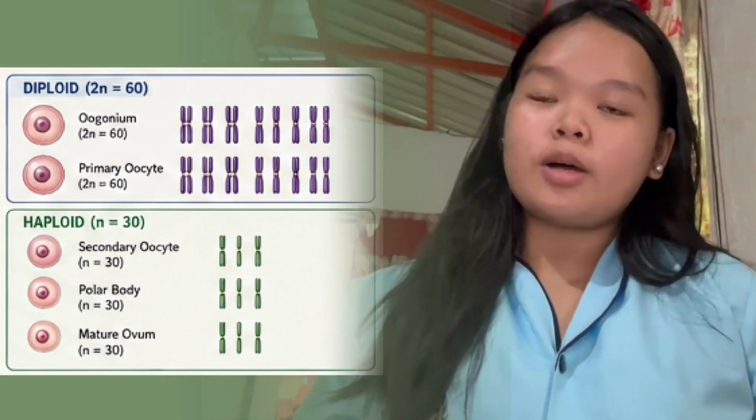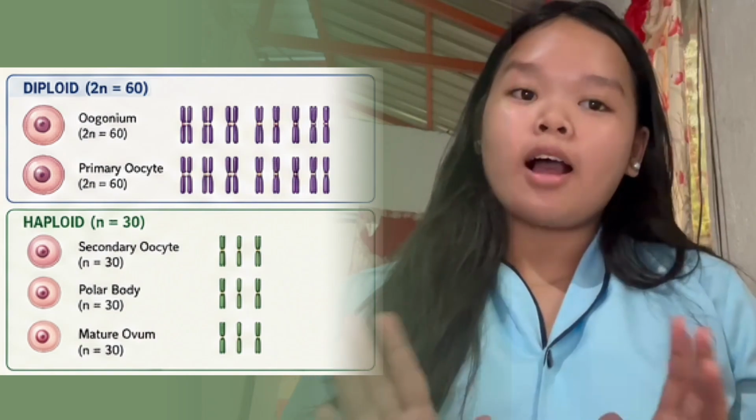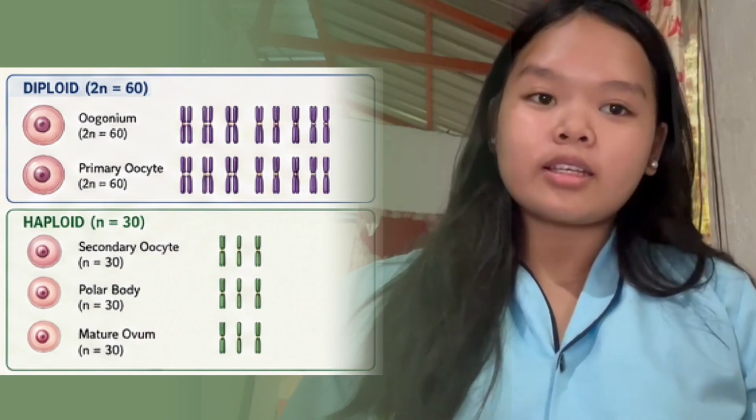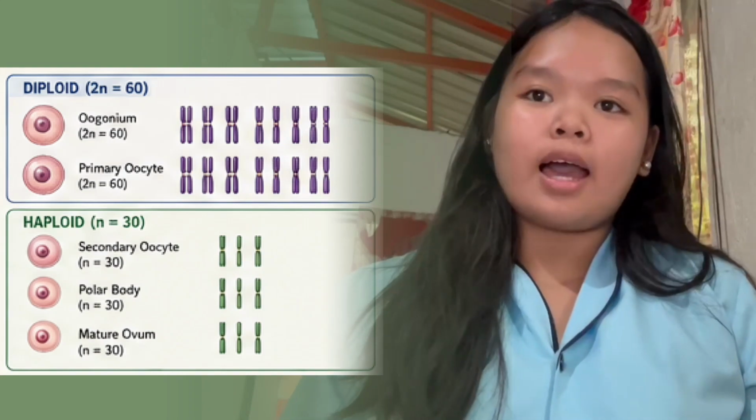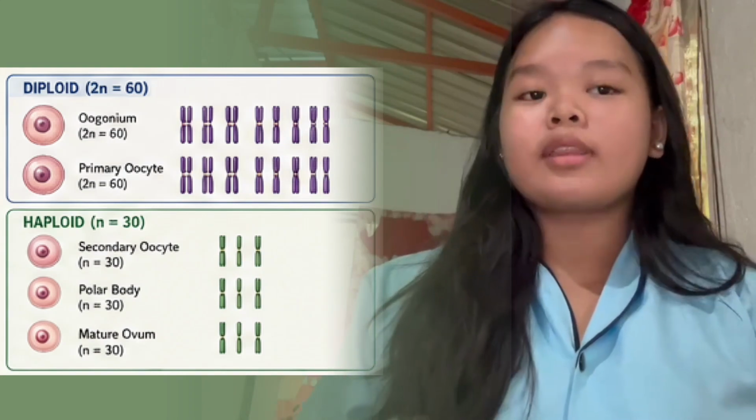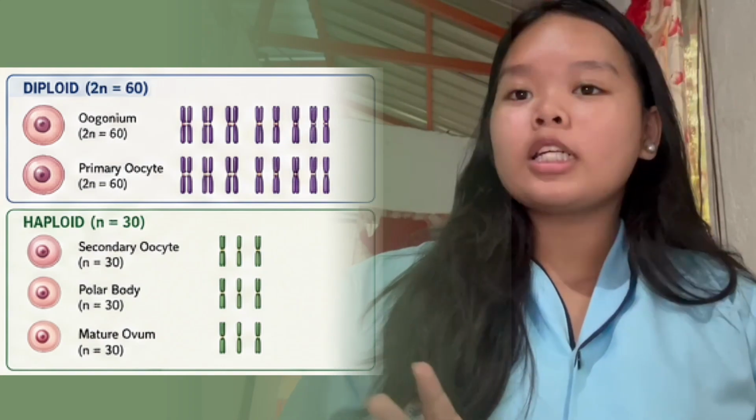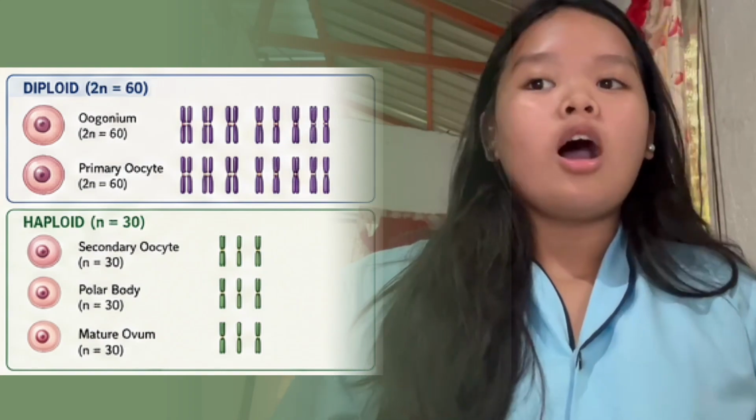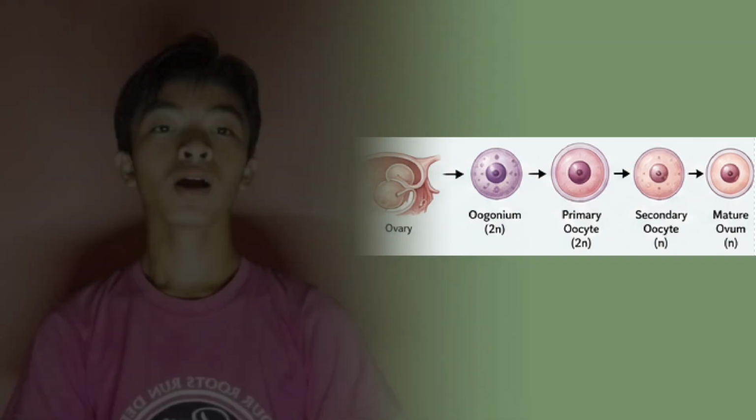The diploid chromosome number or 2N of a cow is 60 chromosomes. The haploid chromosome number or N is 30 chromosomes. The oogonium and primary oocyte are diploid cells because they contain 60 chromosomes. The secondary oocyte, polar bodies, and mature ovum are haploid cells because they contain only 30 chromosomes.